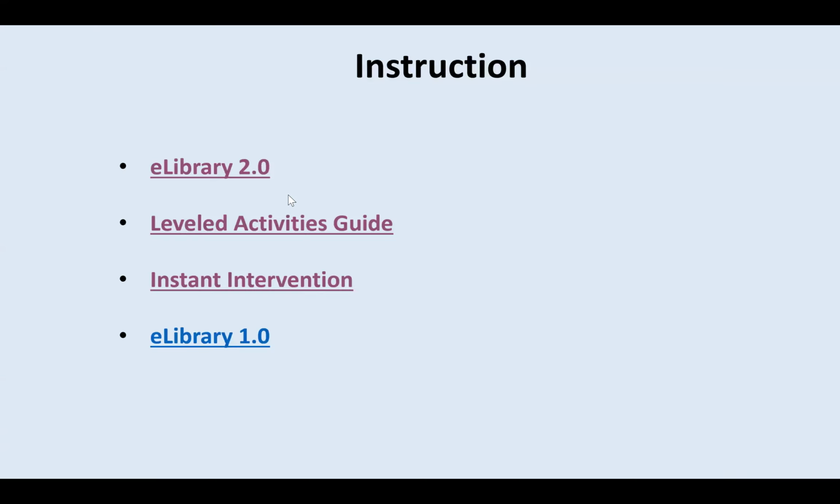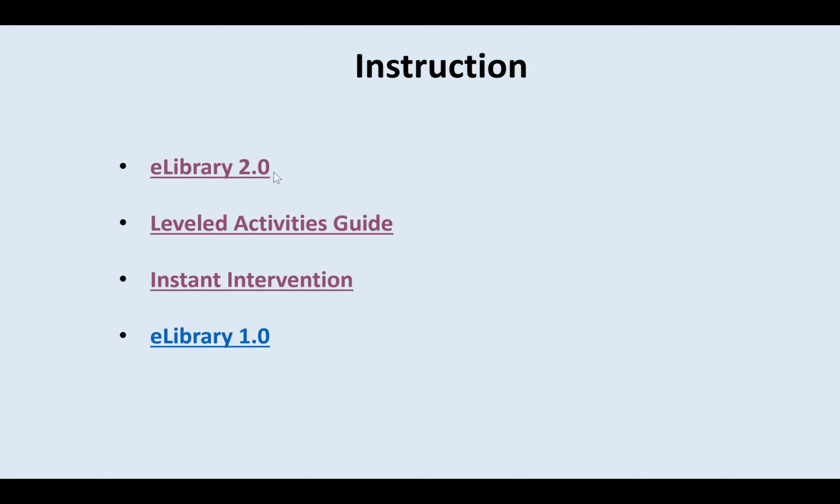Now, the last place where you can go for instruction. So remember, you have the eLibrary 2.0, which is always going to be your introduction lesson. Then you have the leveled activities guide, which has more hands-on lessons that you would do with students in a small group. It also can be done whole group. It just takes a little bit more planning for more kids. But your district, who we're doing this for, has access to instant intervention. So you're never really going to need the leveled activities guide because you have instant intervention, which is that next day, or what it would look like.